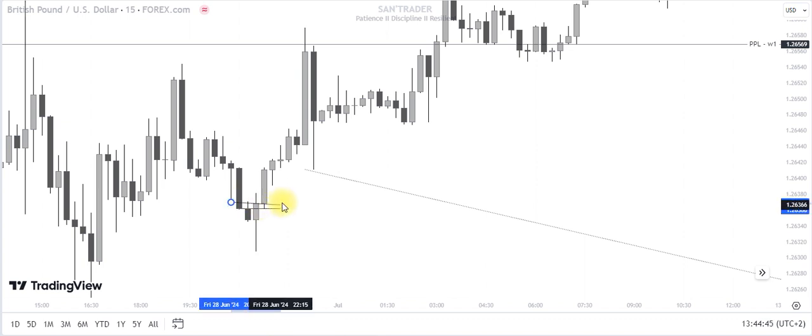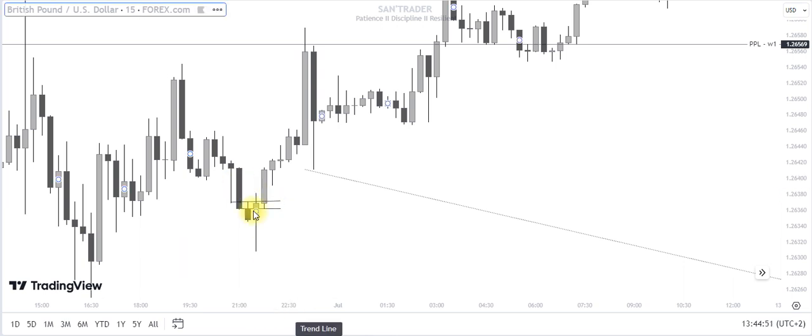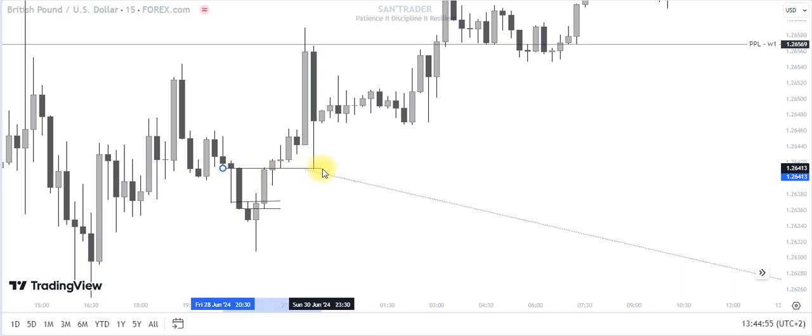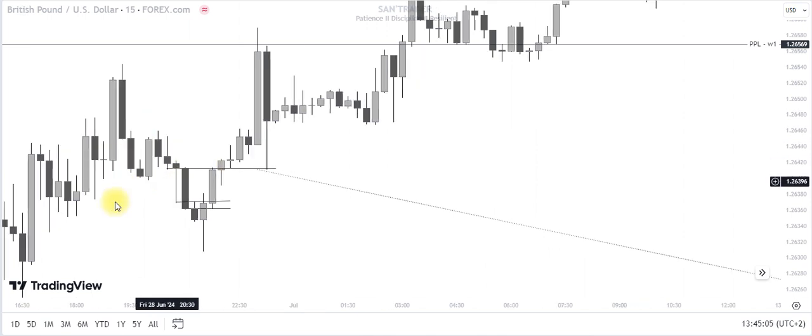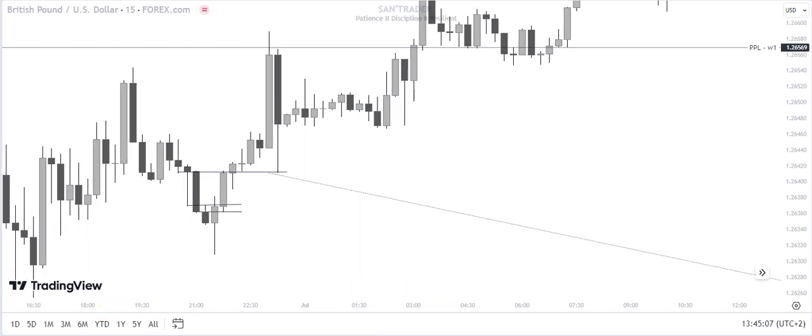This is a PPL. I think it was waited for this candle. This is also your PPL. It was waited for this candle, not this one, for this candle. And then you can see, guys, you can see this is a PPL there.